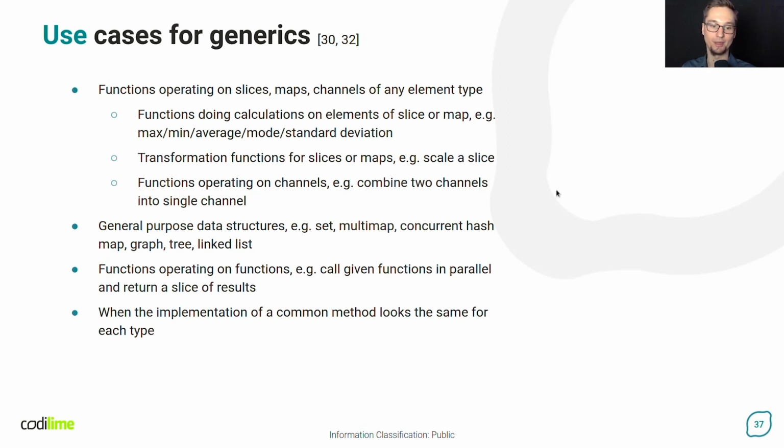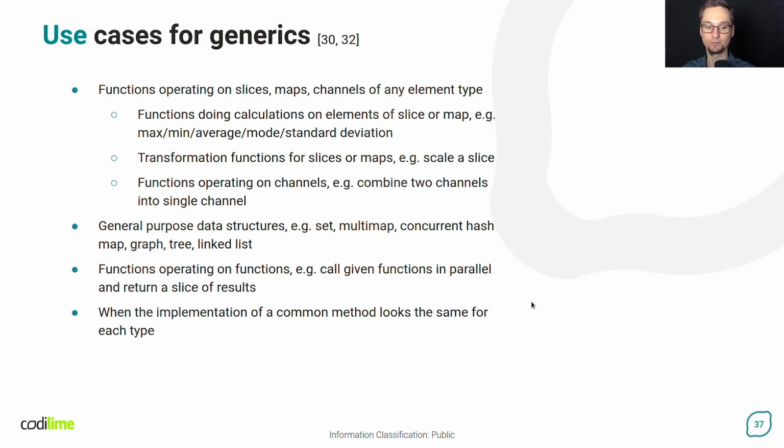We can also implement a generic function operating on channels. For example, a function that combines two channels into a single channel. Also, one can implement general purpose data structures, for example, a set data structure that I have just shown. We can also use generics to implement functions operating on functions. For example, a function could call given functions in parallel and return a slice of results.